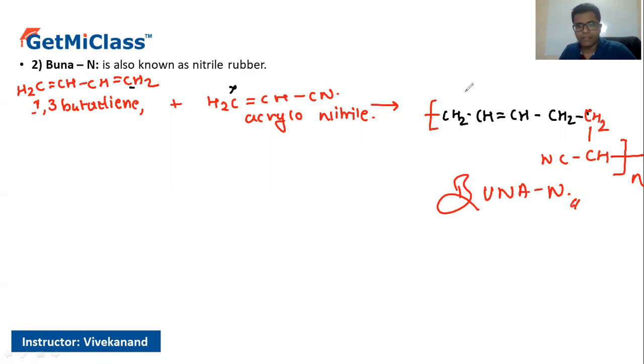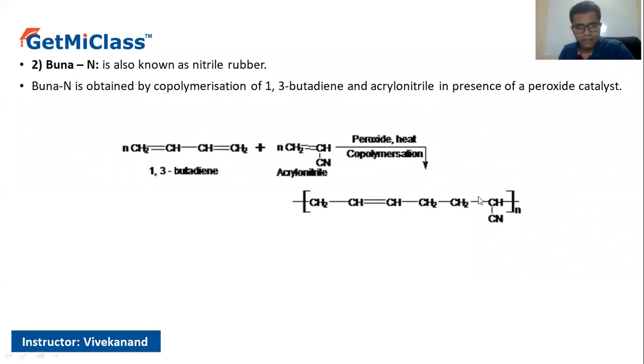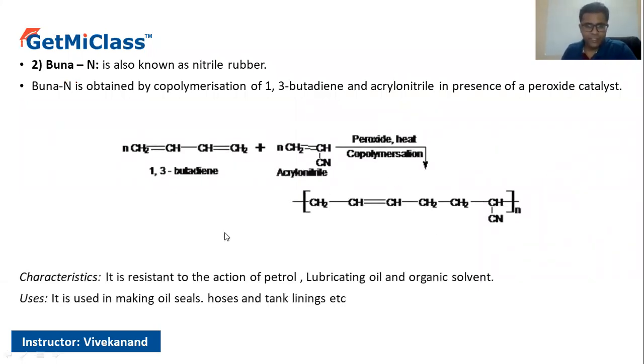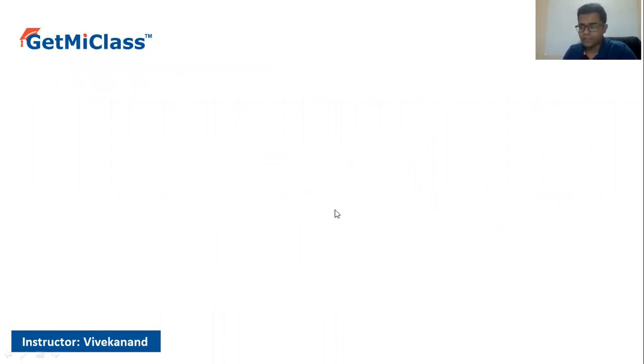Okay, so that particular Buna-N, what you have observed, again the same way, is very resistant to the action of petrol, lubricant oils, and organic solvents. It is used in making oil seals, hoses, tank linings, and so on. Right?